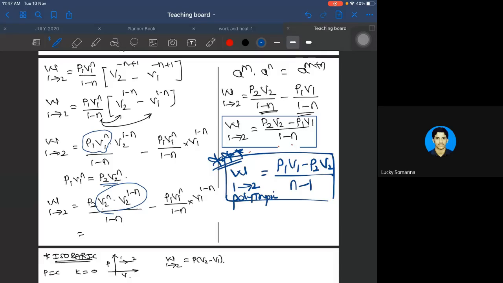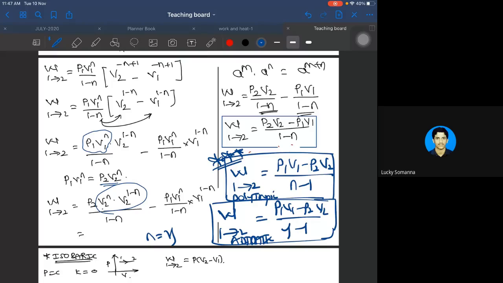Very good. So can anyone guess the expression for work done from 1 to 2, which is adiabatic? I have derived it for the polytropic. I said everything remains the same, just n would be replaced by gamma. Can anyone judge the expression for the 1 to 2 adiabatic work done? P1 V1 minus P2 V2 divided by gamma minus 1. Exactly, man. Awesome.